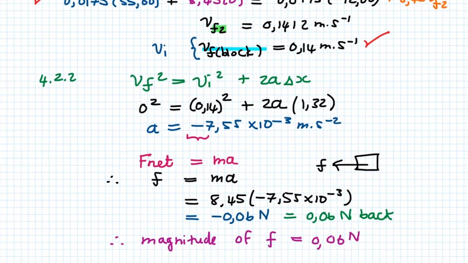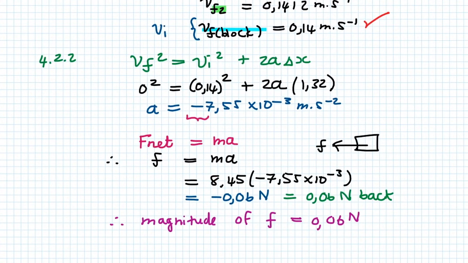This question is out of 5 marks, so you will probably obtain your marks as follows. 1 mark for your equation of motion, 1 mark for your substitution. 1 mark for F net equals MA, 1 mark for substituting, and 1 mark for your final answer, giving you a total of 5 marks.